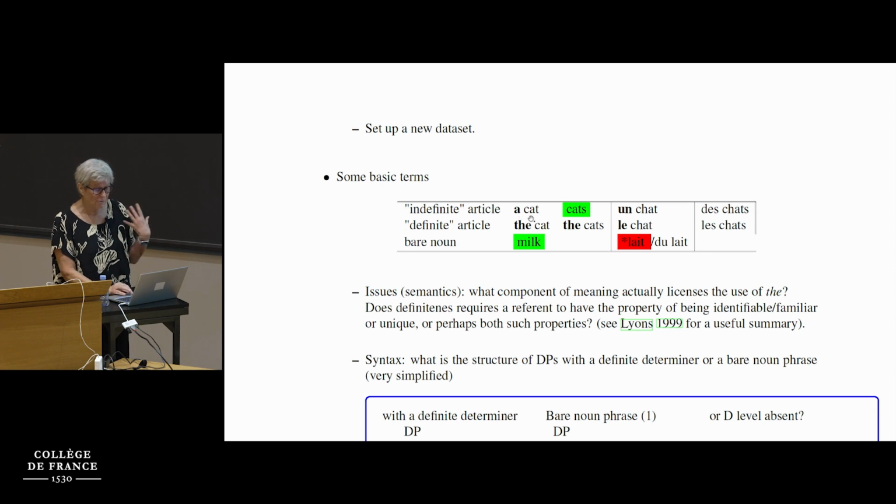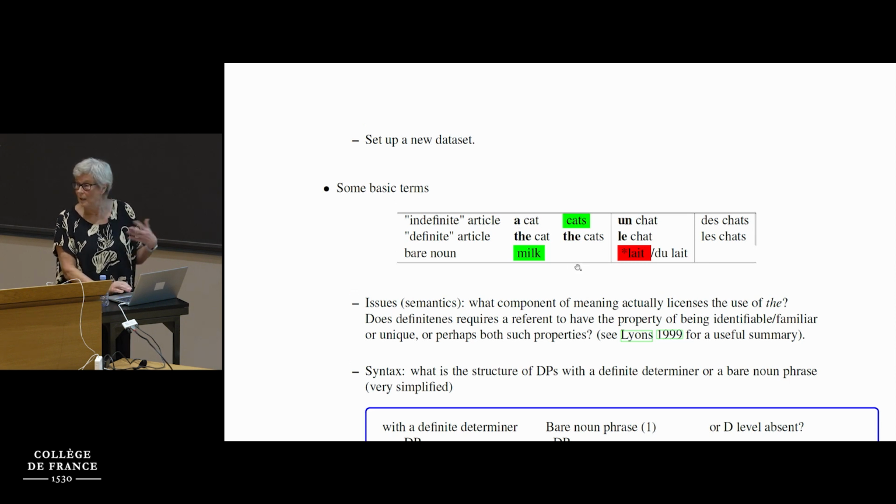So an indefinite article we see here for English, a cat is an indefinite article. In the plural, there is no definite article, so this we'll call a bare noun, something that doesn't have an article. We see in French that we have an indefinite article as well, and we have no bare plural. You don't say j'aime chat, mais j'aime des chats for an indefinite object. Then we have the definite article, the cats, and in French, le chat, les chats.